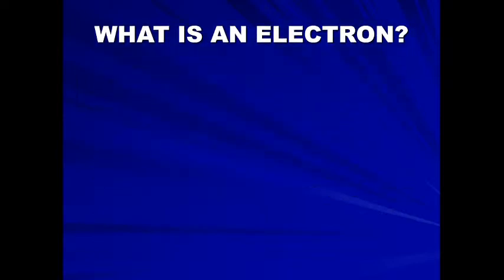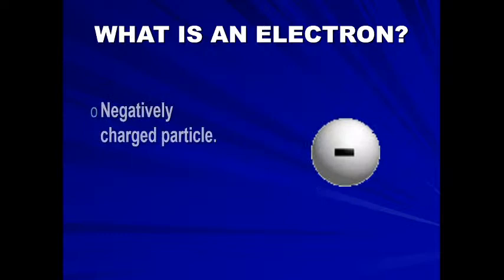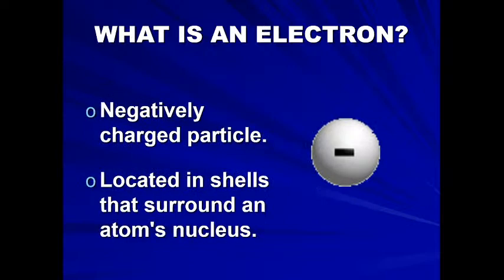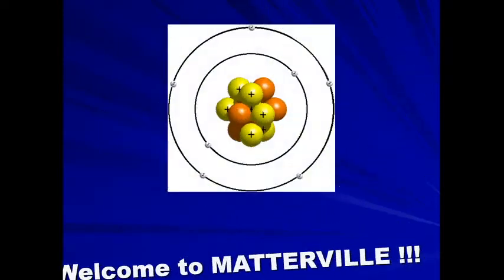And what is an electron? In the last class we have seen that an electron is a negatively charged particle located in shells that surround an atom's nucleus. You must have seen that only electrons jump from one element to another for chemical bonding, but protons and neutrons always remain inside the nucleus.